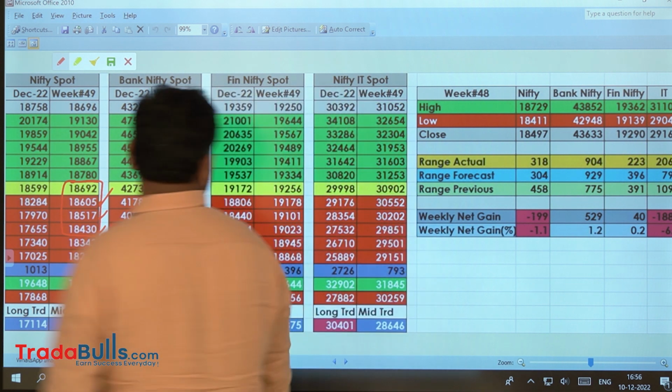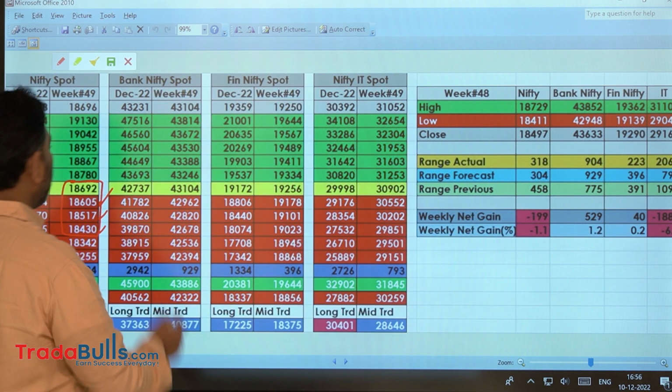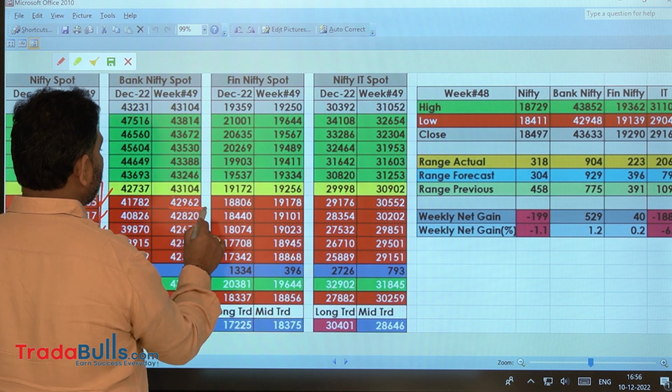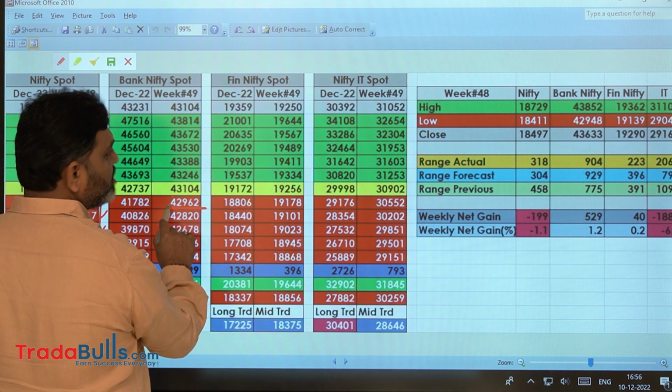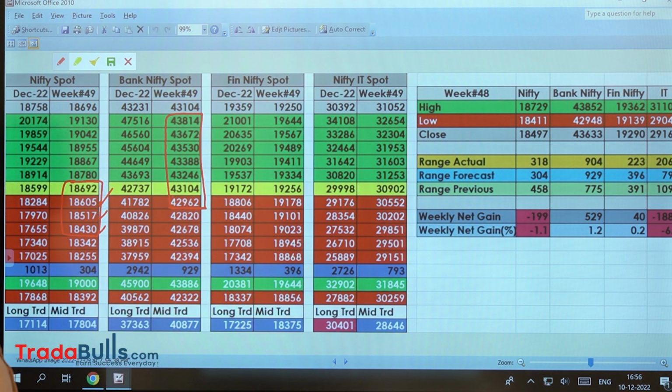When 18,605 was broken, the next support was 18,517, and after that support was taken at the 18,430 level. And comparatively, Bank Nifty's low was 42,948, so it entered into the red zone, and the high was 43,852, so it cleared all green zone points.